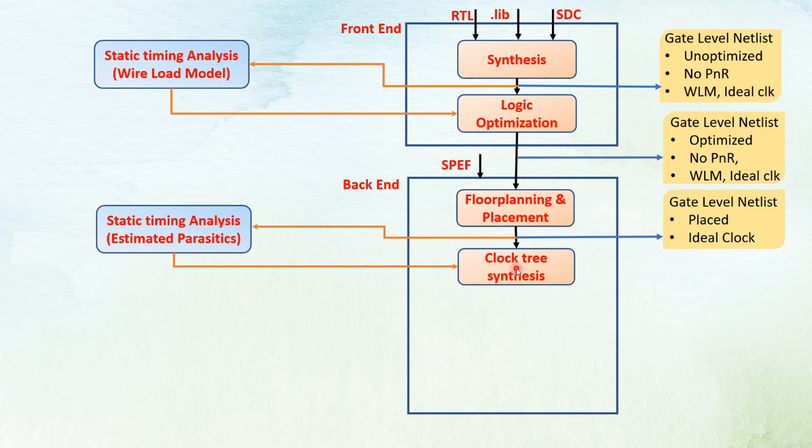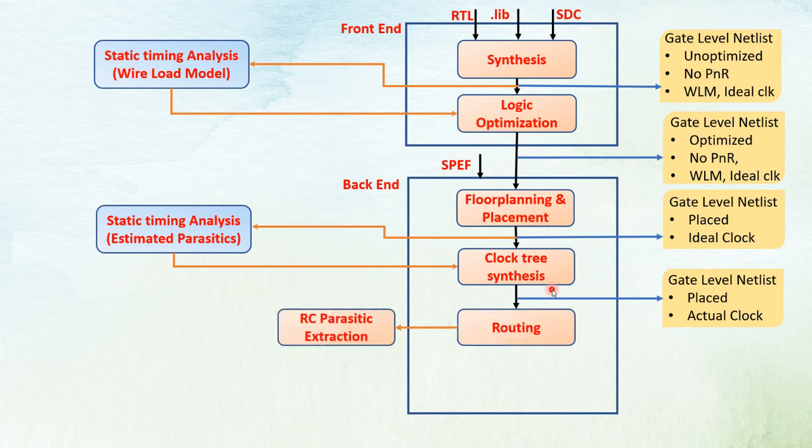The aim of the clock tree synthesis step is to minimize the routing resources, area, and power consumed by the clock signals. After clock tree synthesis, the gate level netlist is the output, and it is placed, with the actual clock present. Now, after this step of the design cycle, the design goes to the routing step.